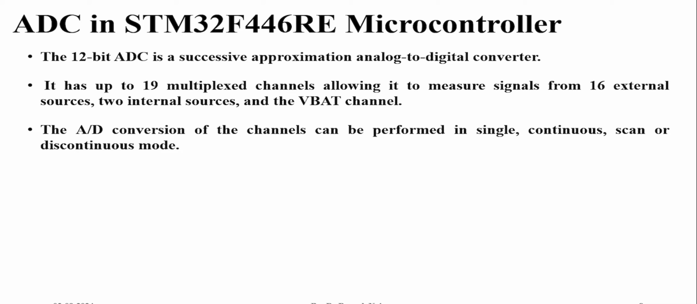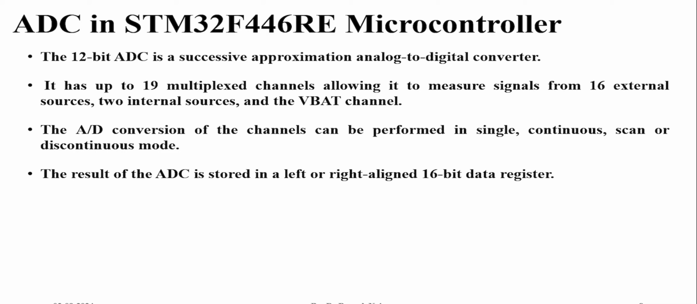The A to D conversion of the channels can be performed in single mode, continuous mode, scan mode, or discontinuous mode. The result of the ADC is stored in a left or right aligned 16-bit data register. So the results are stored in a 16-bit data register, and depending on the user's configuration, it can be stored in either a left aligned or right aligned manner.